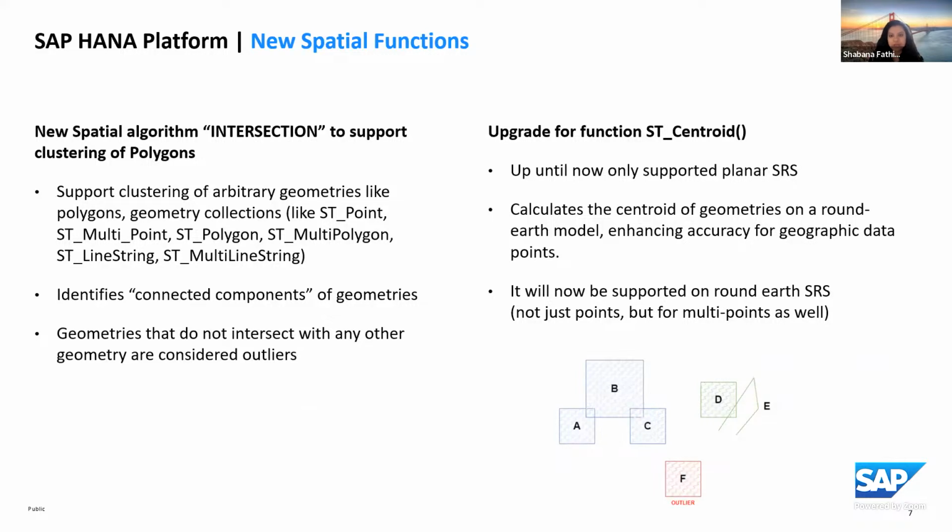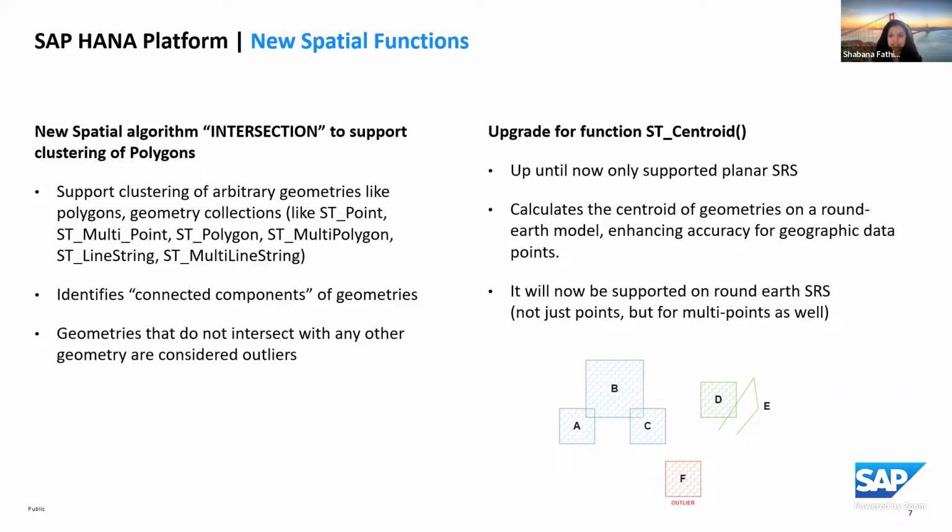Okay, so in here we'll be talking about two important upgrades with the spatial functionality. That's a new intersection algorithm for clustering and an update to the st_centroid function on the right. Starting with the intersection algorithm, this new feature would help you to support clustering of various geometries, including polygons, points, lines, and even collections of different shapes.